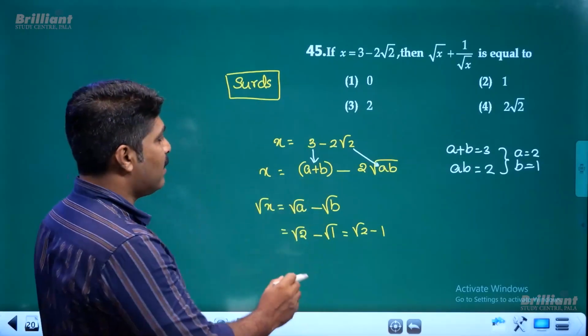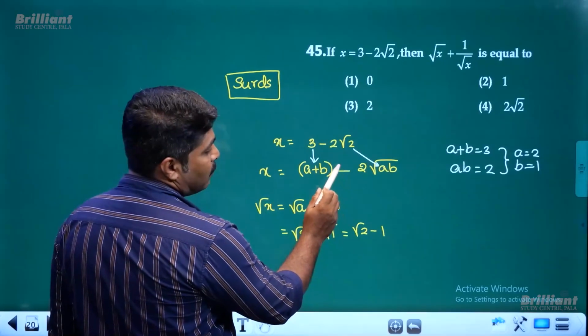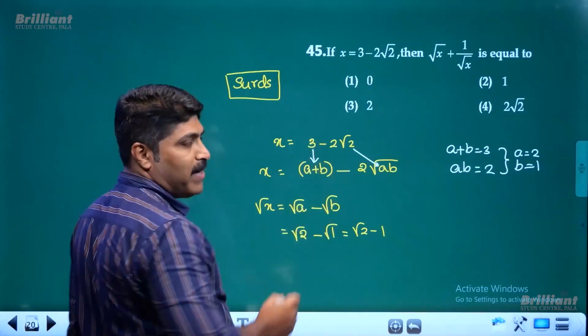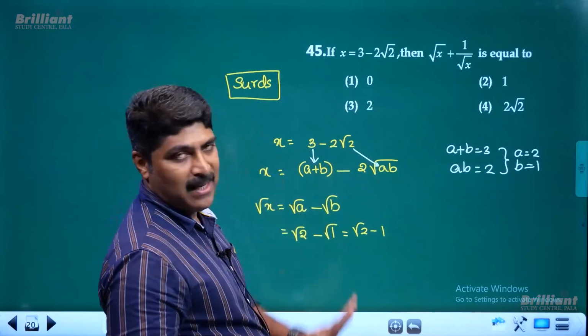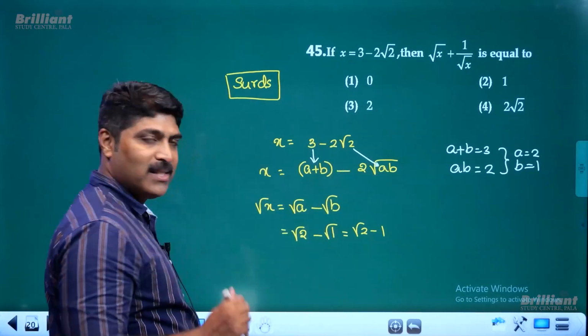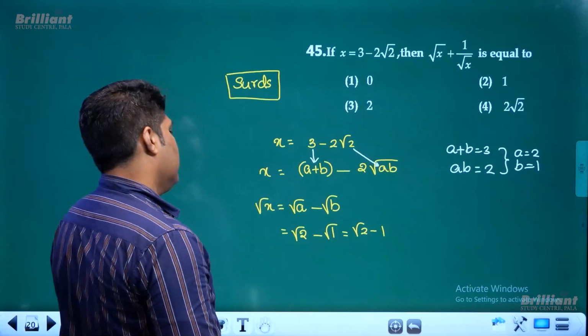Anyway, this is the basic step, that is sum minus plus or minus. Here I just put the minus sign because this is minus. Plus or minus 2 root product. That's the basic nature or the structure of a surd. Then after that, this is the first part only.